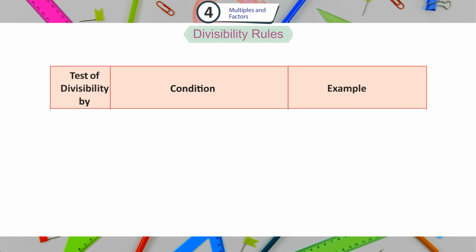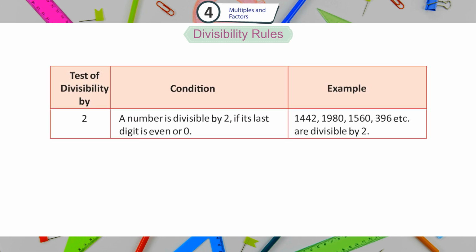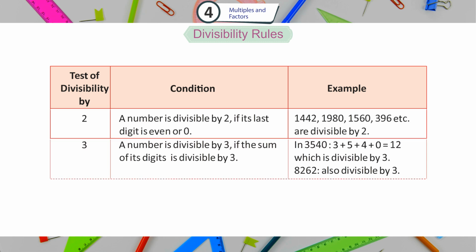Test of divisibility by 2. Condition: a number is divisible by 2 if its last digit is even or 0. Example: 1442, 1980, 1560, 396, etc. are divisible by 2. 3. A number is divisible by 3 if the sum of its digits is divisible by 3. In 3540, 3 plus 5 plus 4 plus 0 is equal to 12, which is divisible by 3.